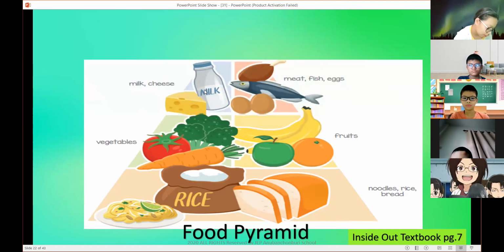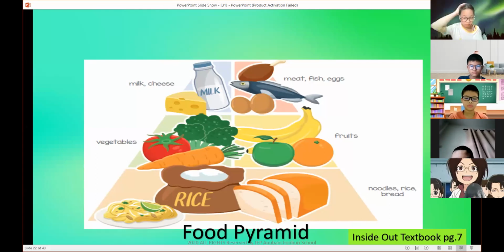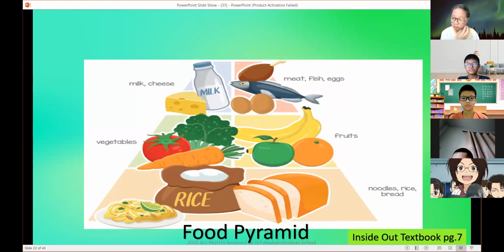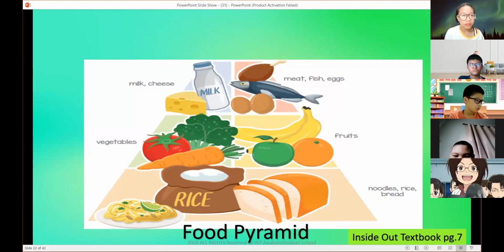The third group, or let's say fourth and fifth group of the food pyramid, is the milk and cheese, and meat, fish, and eggs. We can group them together because they have the same sources. They will give us fats and proteins as well. Sometimes we eat only rice and fried chicken, right? So we get only carbohydrates, fats, and proteins. Sometimes we don't eat vegetables and fruits. So we need to reevaluate the food that we are eating every day. Make sure that we eat a lot of fruits and vegetables, not only proteins and fats.